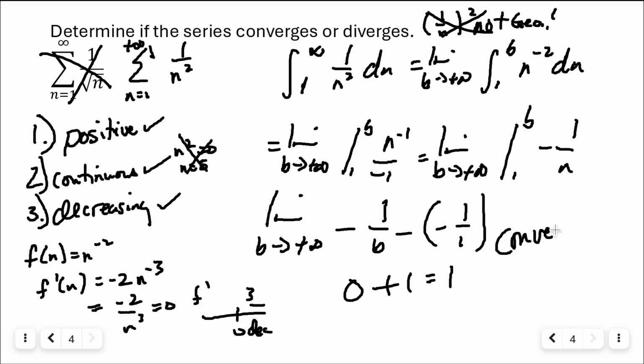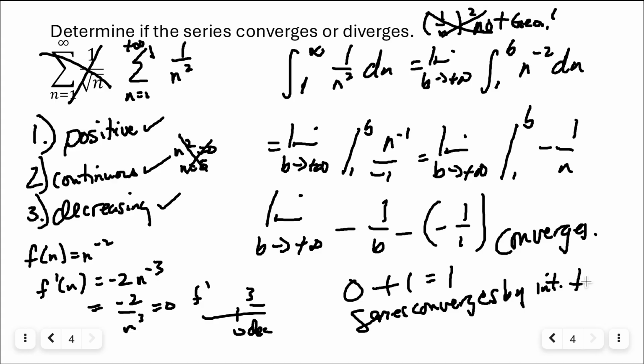So this integral converges. So that means the series converges by the integral test. And again, understand that I don't know the sum of this series. I have no idea what it is. Some people think, oh, it must be 1. No, it's not necessarily 1, okay? All this integral test can tell you is that since this integral converges, the series converges. It doesn't tell you what that series converges to, okay? And that's it for the integral test.